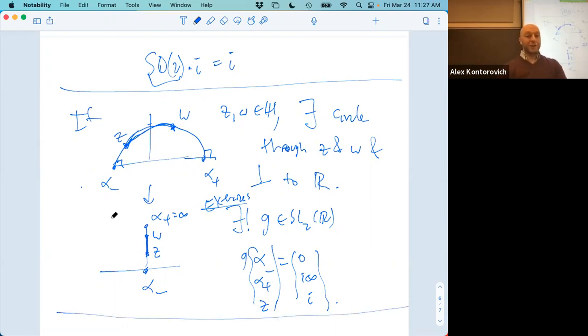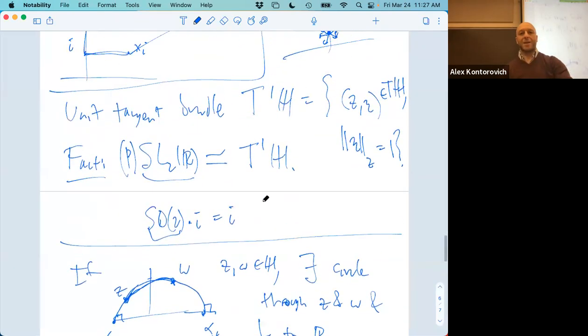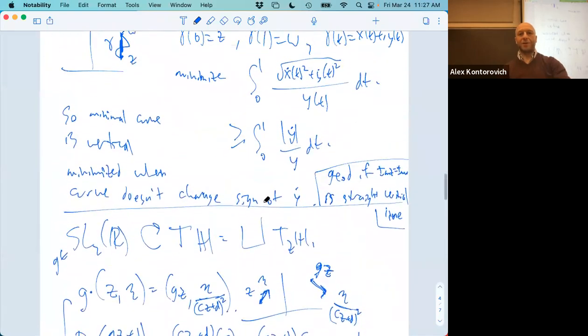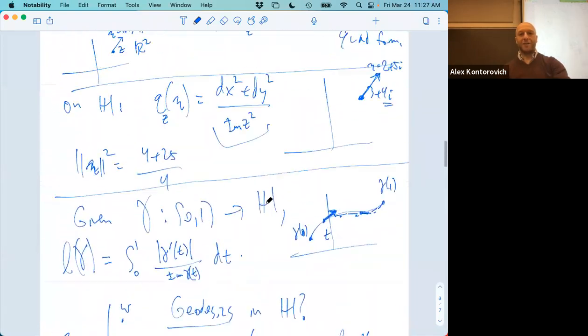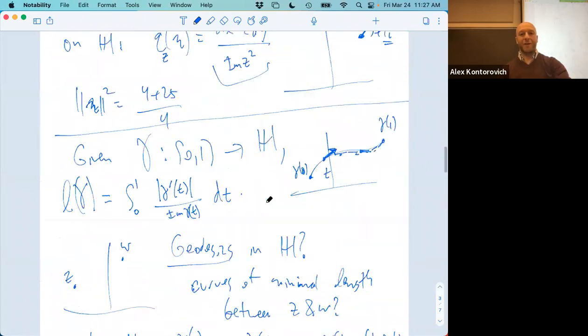All right, so now we know who the geodesics are. The geodesics are either vertical lines or semicircles orthogonal to the boundary. Okay. We're almost up to the point where I can define the invariant measure.